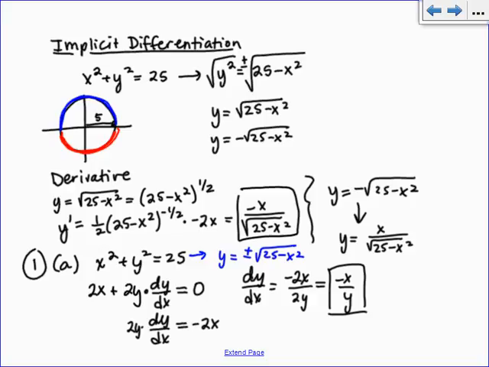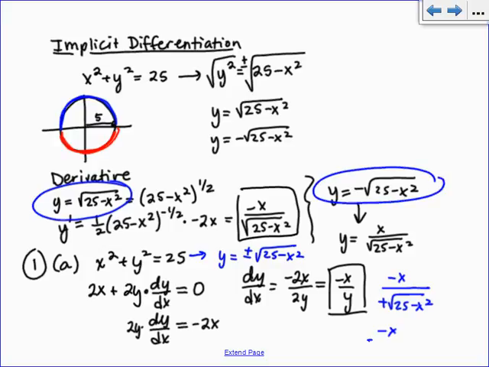So for the first one, we would have negative x over y, which was positive square root of 25 minus x squared, right? That was the derivative of this one. But if I took the derivative of this one, it would be negative x over negative square root of 25 minus x squared, right? And that's why we had just a positive there. Does that make sense? Do you guys get what I'm saying? So that's why it's just negative x over y.